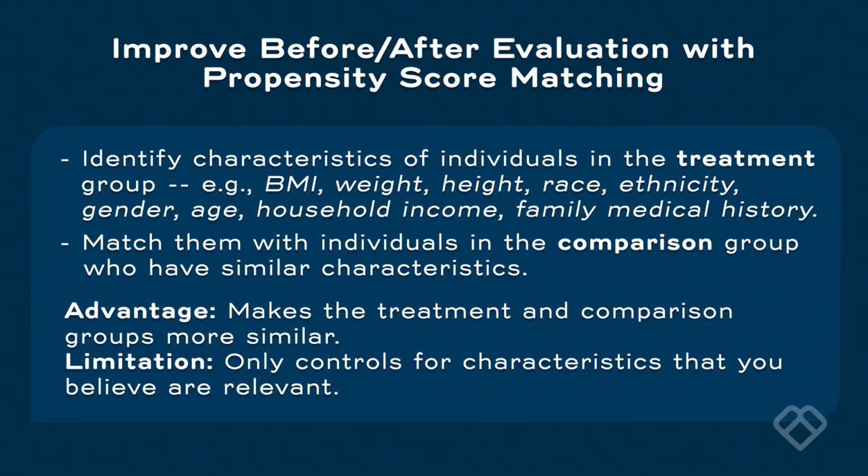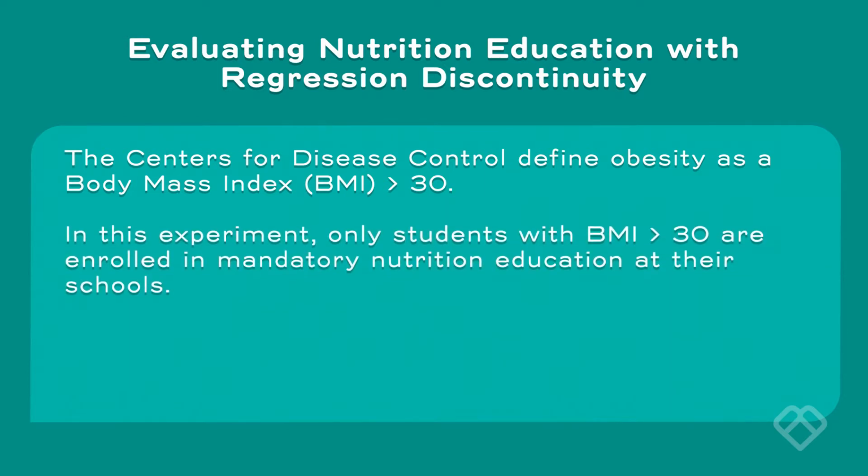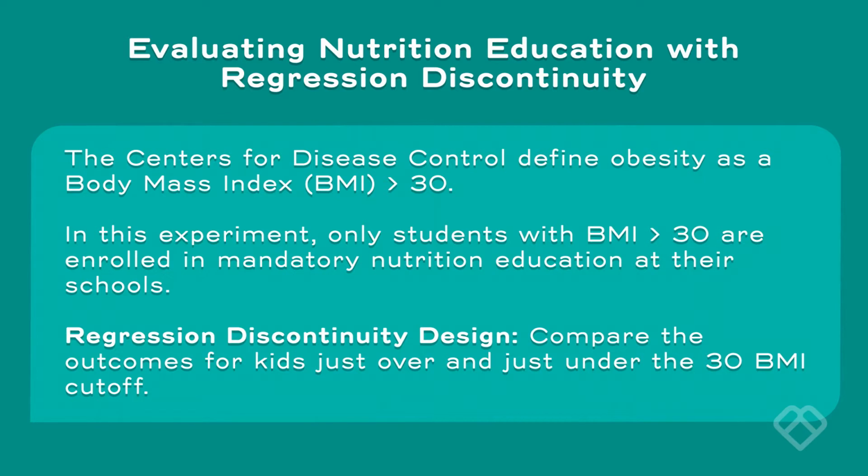It still has some of the disadvantages that we may not have identified all of the factors that are relevant to reducing obesity. Now let me examine how we might use regression discontinuity to evaluate the nutrition education program. The Centers for Disease Control define obesity as a body mass index, BMI, of greater than 30. So in this experiment, only students with a BMI of greater than 30 are enrolled in mandatory nutrition education at their schools. Under the regression discontinuity design, we compare the outcomes for children who are just a little bit over and just a little bit under the 30 BMI cutoff.